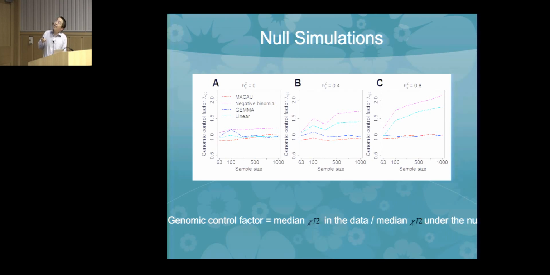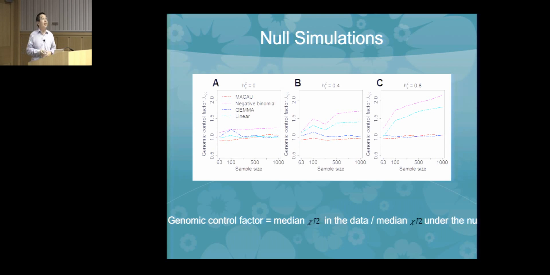So you can see that when heritability, when h_x squared is relatively 0, only this negative binomial model has a slight inflation of type 1 error, while the other ones work relatively well. But once you have a relatively large h_x squared, you can see that both the negative binomial and the linear model show severe inflation of type 1 error, while our method and also JAMA still remain in control, as seen in the genomic control factors.